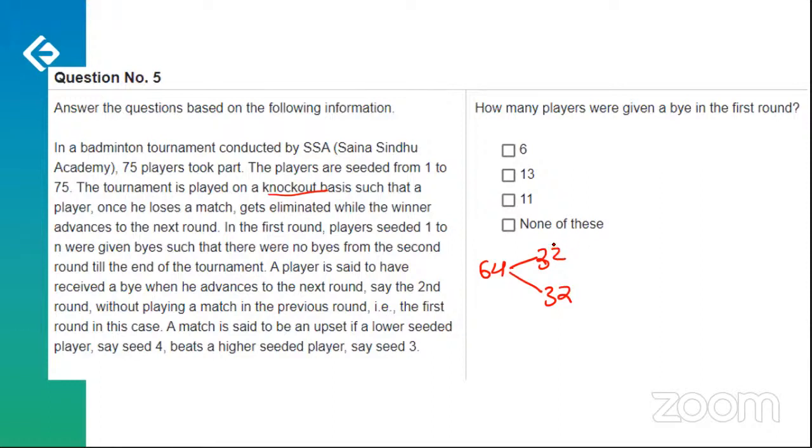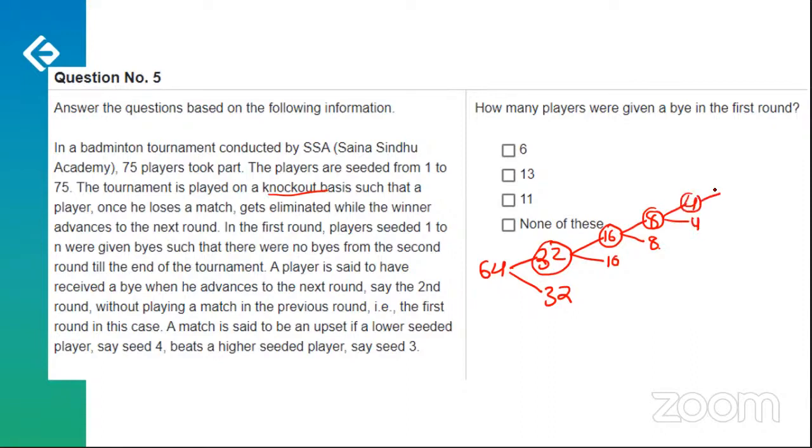If there is no upset, then what will happen? These top 32 teams will win. Further, out of these 32, 16 and 16, these 16 will play with these 16, and again these 16 will win. I'm assuming that there is no upset. Again, 8 teams and 8 teams, so these 8 will win over these 8. Then 4 teams and 4 teams, and these 4 will win over these 4.